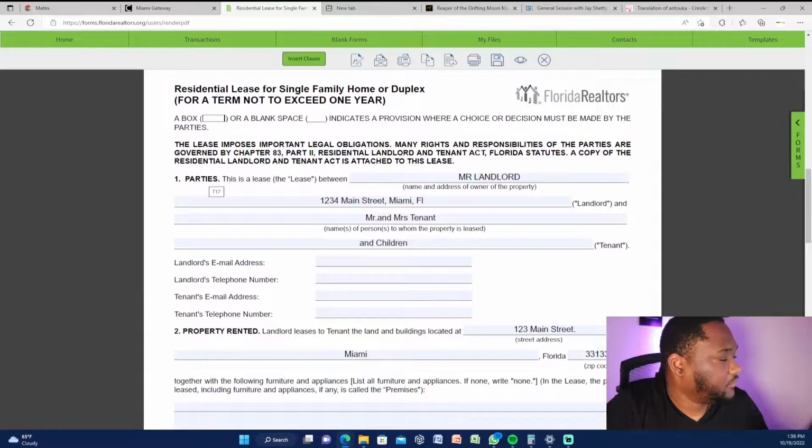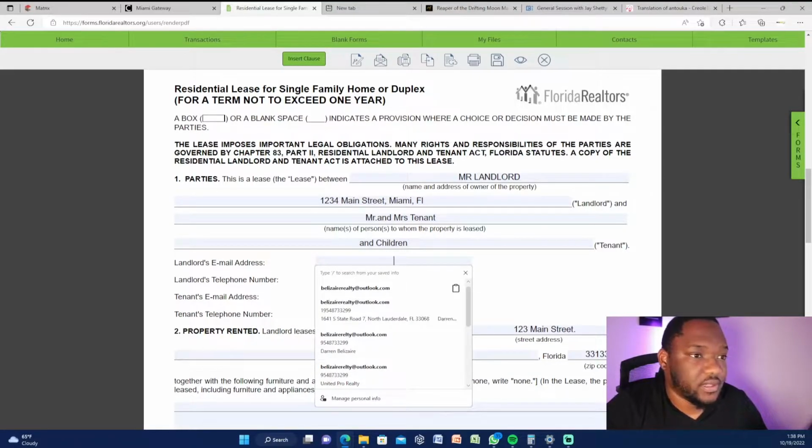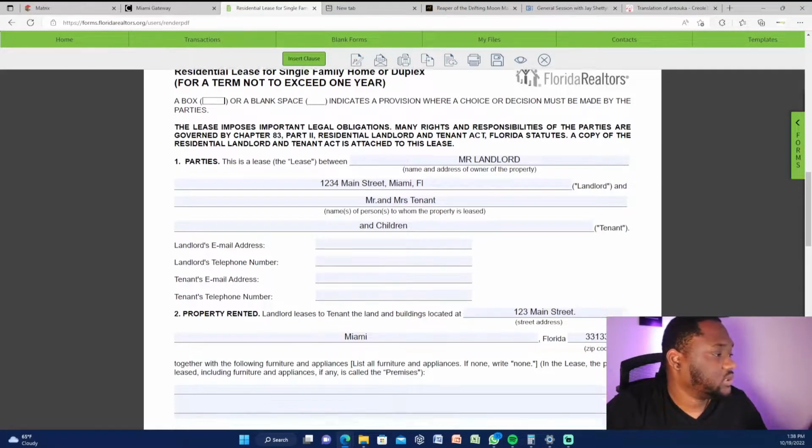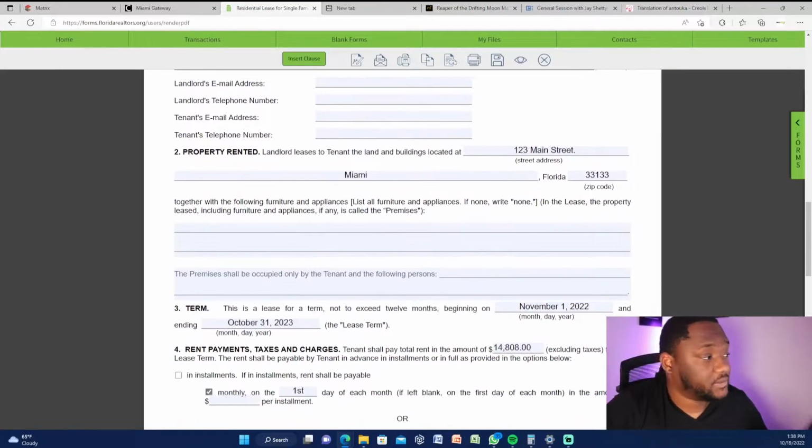Here, in the first part, you're going to go over parties. In this case, your landlord, Mr. Landlord, who lives in Main Street, Florida, your tenant information, and whoever else will be living on the property. Please make sure you fill out the landlord's email, phone number, tenant's email, and phone number as well. The address of the property.